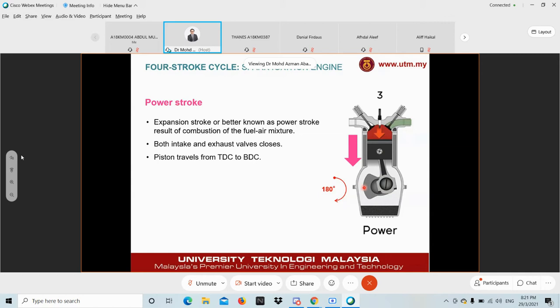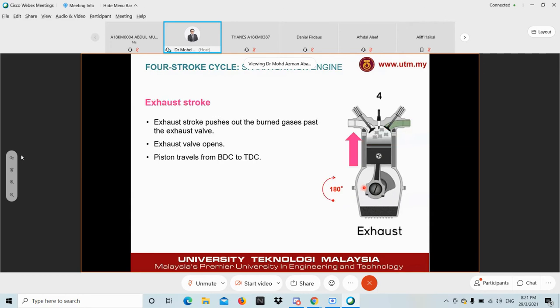Depends on which one you would like to refer. So that is basically the power stroke. Then the last stroke, which is of course the penutup, which is the exhaust stroke. So the exhaust stroke, immediately after the power is being generated, the piston reaches the BDC, the piston needs to move back up to the TDC.